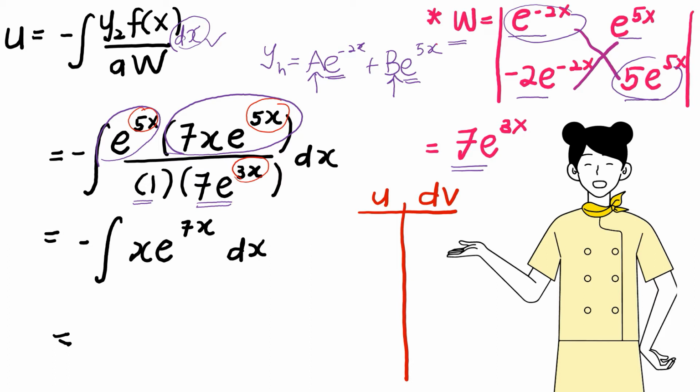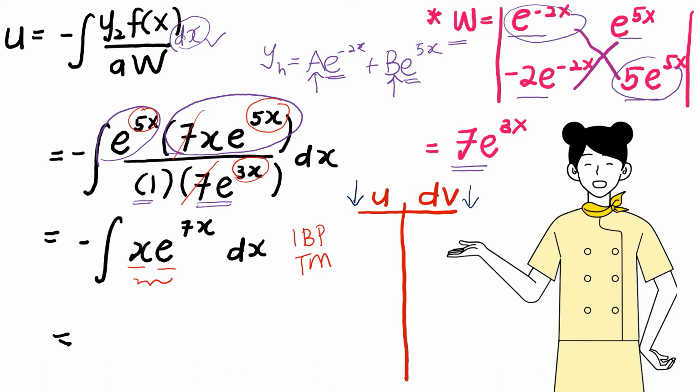We try to simplify this integrand. So 7 and 7 can be cancelled out, then what's left? We have 7 exponent 7x, and in order to integrate this integrand, it requires integration by parts, or we can apply the tabular method, which is similar to the integration by parts.